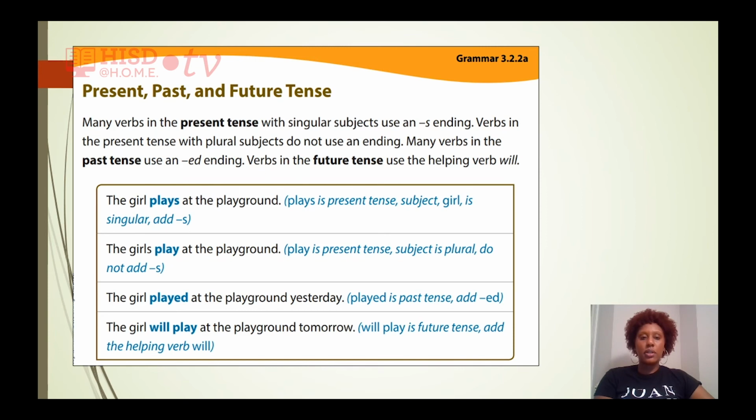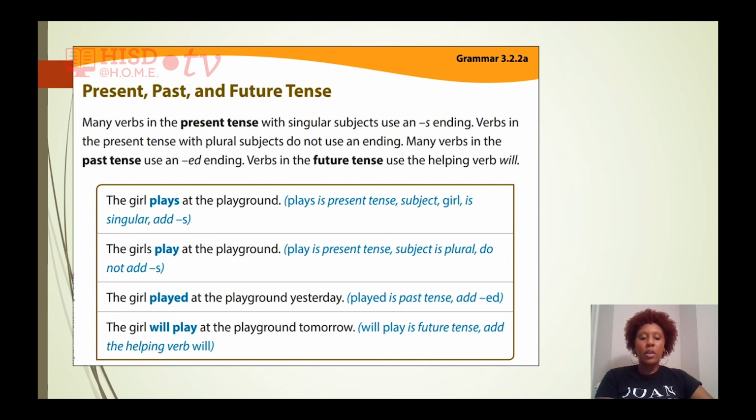So we have many verbs in the present tense, and when we have singular subjects, we add an S as the ending. And singular subject means we're only talking about one person or one thing. Verbs in the present tense that have a plural subject, which means more than one person or thing, do not have an ending. We're not going to add an ending to that verb. Many verbs in the past tense are going to use ed as their ending, and verbs in the future tense are going to use the helping verb of will.